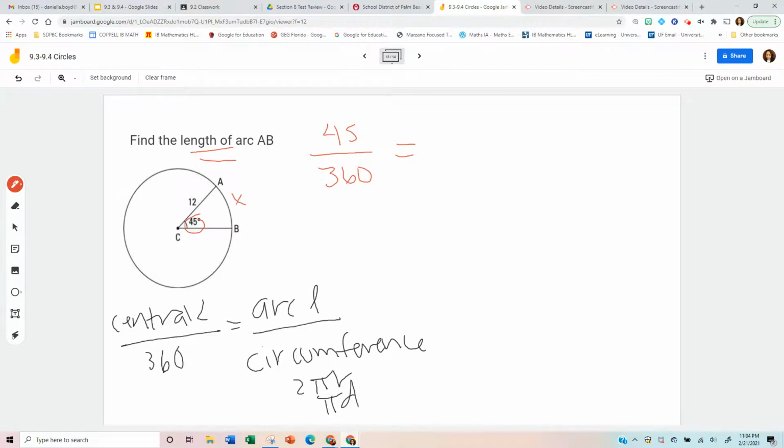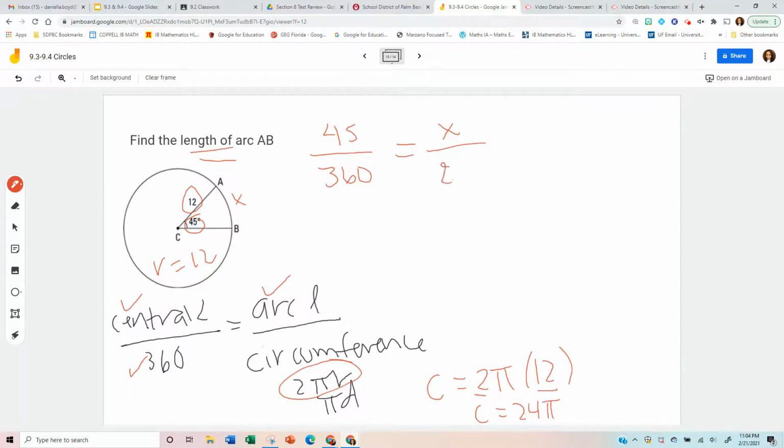I don't know what this part is equal to, so I'm going to put an x. So I got this, I got this, I got this. Circumference, I got to figure out. It looks like we have a radius equal to 12. So I'm going to use this formula right here. Circumference is 2 times pi times 12. Remember, multiply your regular numbers together. 2 times 12 is 24. So your circumference is 24 pi.